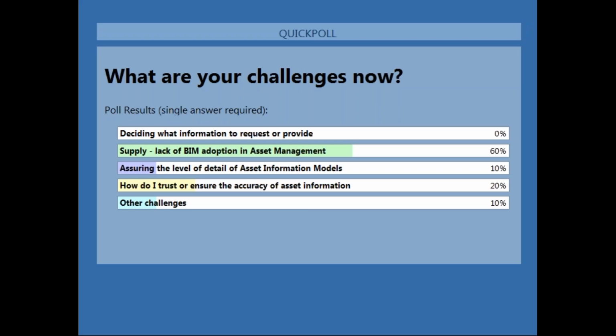So the challenges that you've told us you are seeing: 0% of you say it's deciding what information to request or to provide. 60% of you say it's the supply, basically the lack of BIM adoption in asset management. 10% of you say it's the assurance, the level of detail of asset information models. 20% of you say it's ensuring the accuracy and having trust in the accuracy of asset information, and 10% of you have said other challenges. Those are some interesting stats there, Gary. I'll just transfer this back over to you.